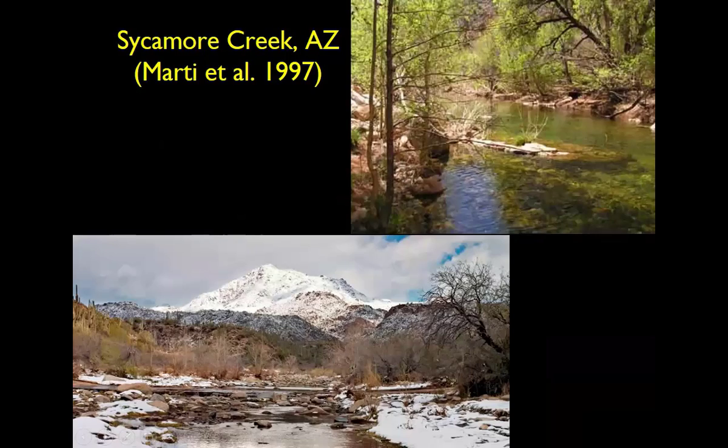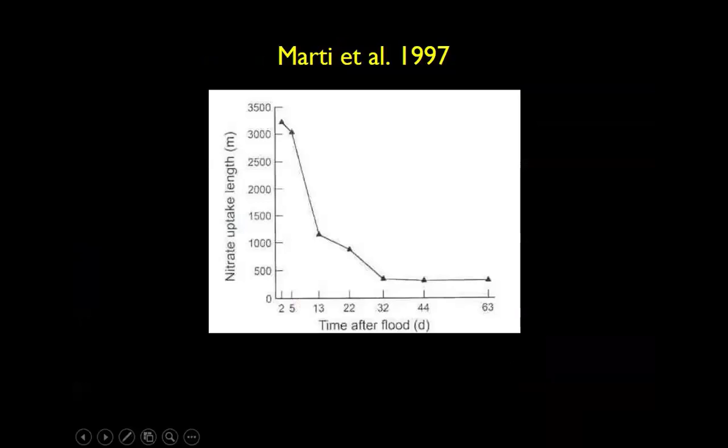comparing geographical areas, Sycamore Creek out in Arizona, these authors did a kind of interesting thing. They looked at the timing after the flood and nitrate uptake length. In other words, when you put nitrate particles into the stream and you follow them, how long do they have to move downstream before they get taken up? Any ideas what might be going on here? What would we just conclude from looking at the graph, first of all? Any thoughts?